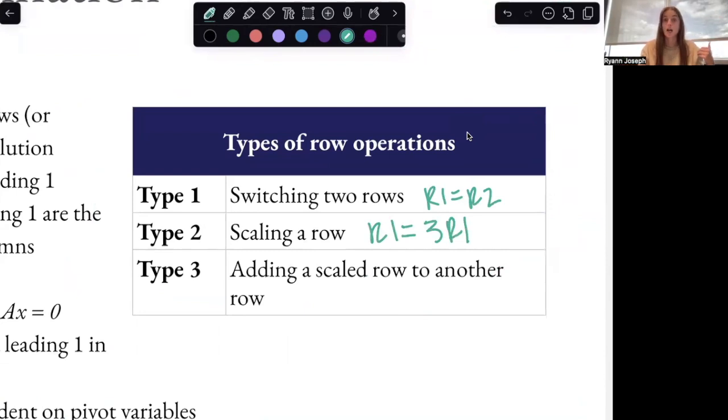From what I was doing earlier, I was scaling the row because I was dividing by the value of that leading one. Dividing by 6 is the same as multiplying by 1/6. So think about it as multiplication by a fraction rather than dividing. And then type 3 is where you add a scaled row to another row. For this case, it could be row 1 equals row 1 plus 3 times row 2. So row 1 stays the same, but I add 3 times row 2. Seems a bit random, but it'll make sense why we would do that once we get to an example.